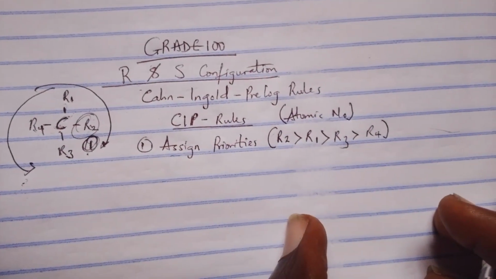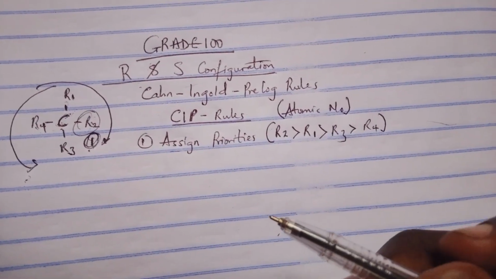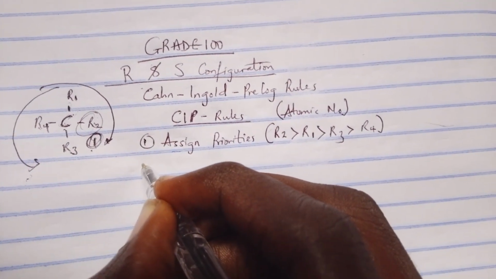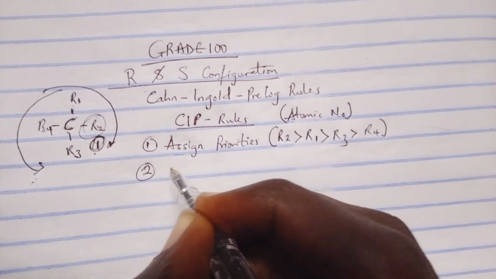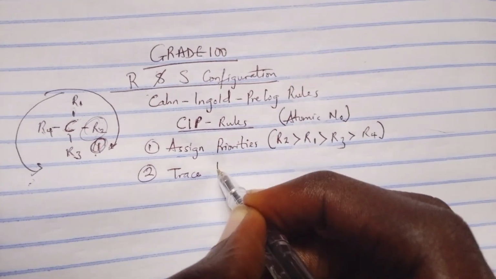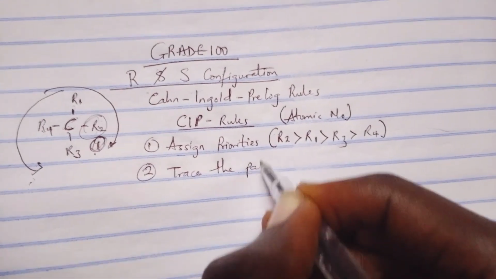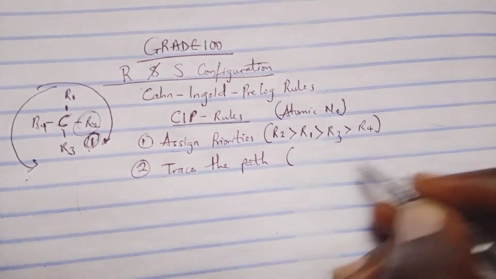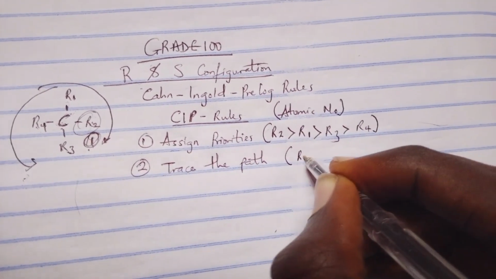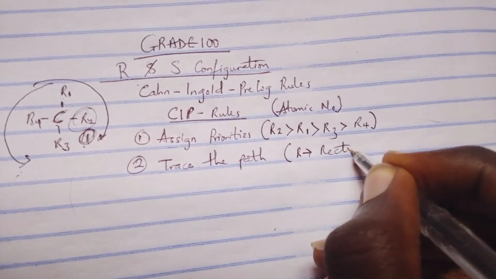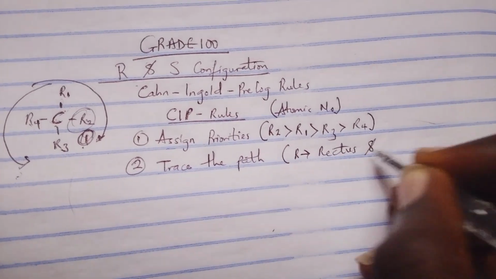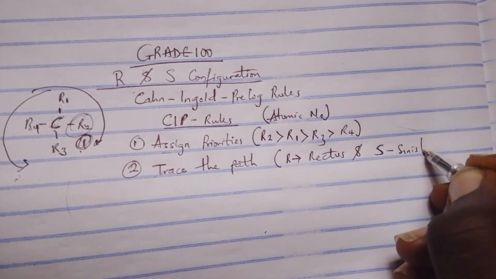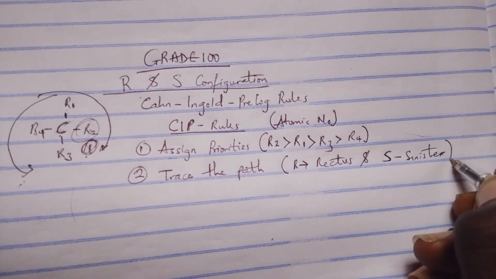This is just an example, but we will still look at a very good example for exam purposes. Now, the second thing is to trace out the paths. If you trace out the path and it is a clockwise direction, then it will be R. R is known as rectus. And if it is anti-clockwise, it will be S. S is known as sinister. That's just the concept there.